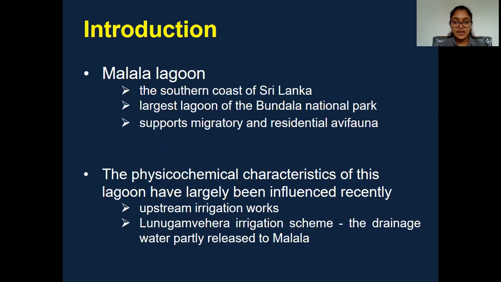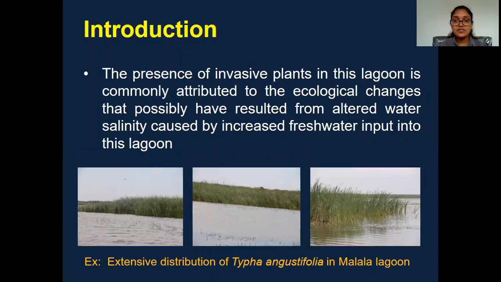However, the physicochemical characteristics of this lagoon have largely been influenced recently due to the upstream irrigation work, especially the Lunugamvehera irrigation scheme, where the drainage water is partly released into the Malala Lagoon. So, the presence of invasive plants in this lagoon is commonly attributed to the ecological changes that possibly have resulted from altered water salinity caused by the increased freshwater input into this lagoon. The three images at the bottom of the slide show the extensive distribution of Typha angustifolia in the Malala Lagoon.